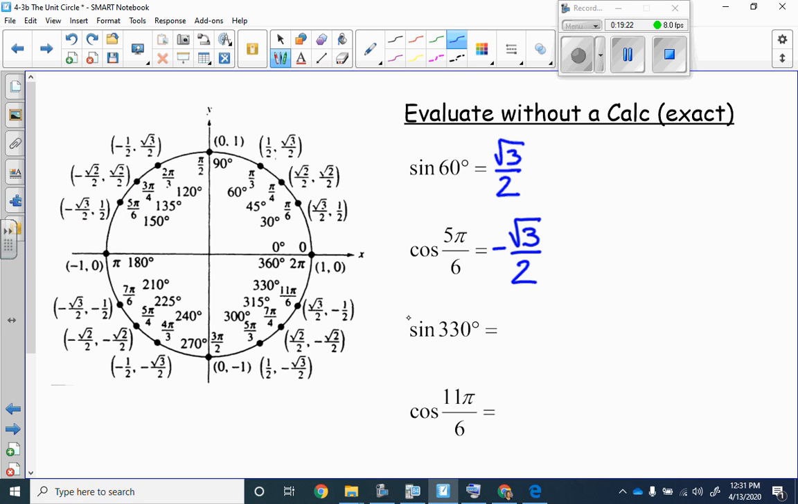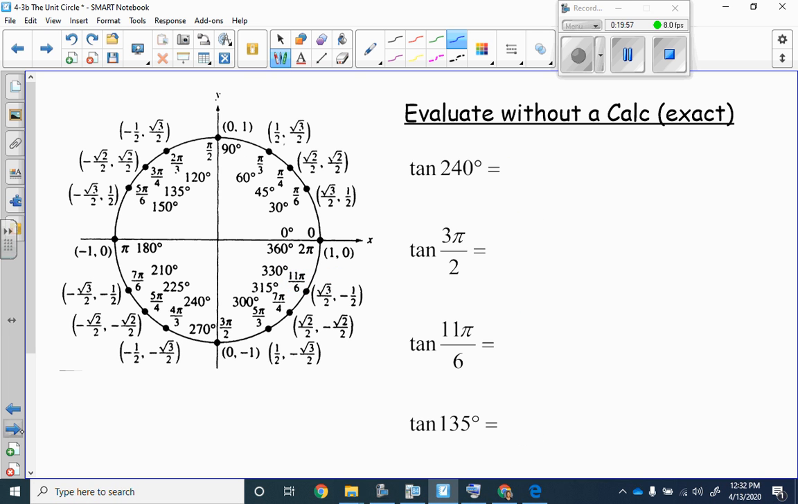Sine of 330 degrees. So we locate 330 degrees. Here it is. Sine means that you are working with the y coordinate, and so that answer would be negative 1/2. Okay, cosine of 11 pi over 6. So I locate where 11 pi over 6 is right here. Cosine, I'm going to look at the x value associated with that, and so that would be positive square root of 3 over 2. So that is how you evaluate using your unit circle and not a calculator to find the exact value.